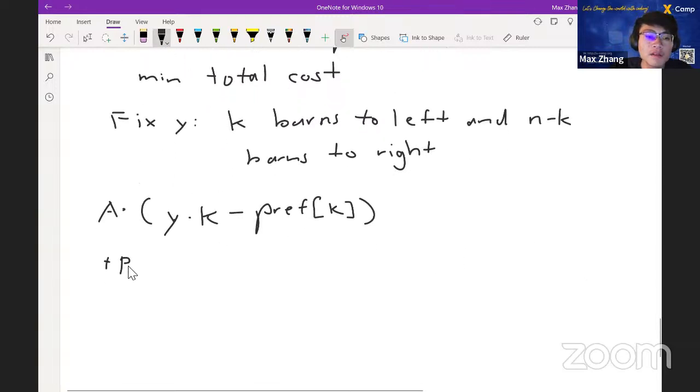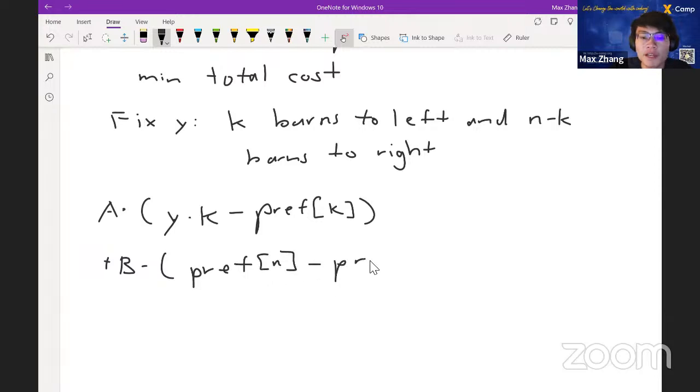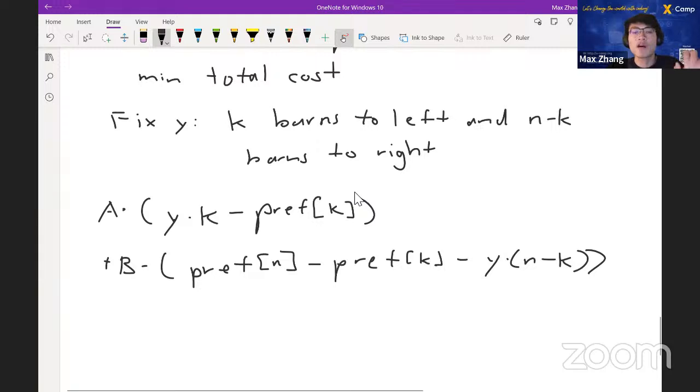So for the second part of the cost function, it should be the sum of all the x coordinates on the right. I'm going to write this as prefix of n minus prefix of k, and then minus y times n minus k. So if we know how many barns are to the left and how many are to the right, then this is the cost function.